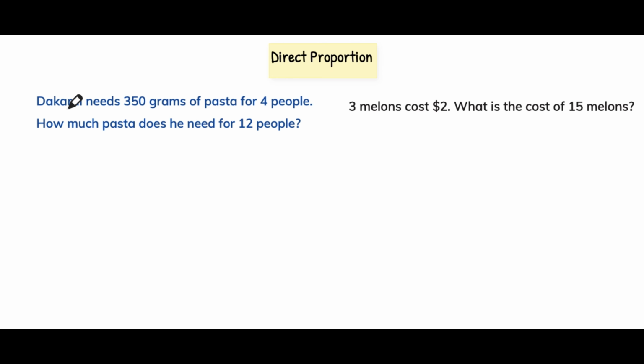It says that Dakarai needs 350 grams of pasta for 4 people. How much pasta does he need for 12 people? The key thing is you need to write down the facts. So let's write down there: 350 grams feeds 4 people, right? Now, how many grams of pasta will feed 12 people? I'm just gonna put a block there.